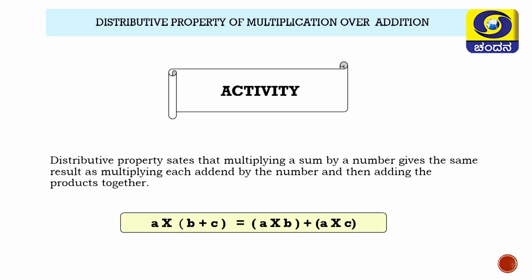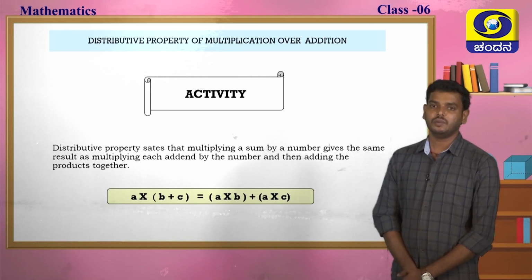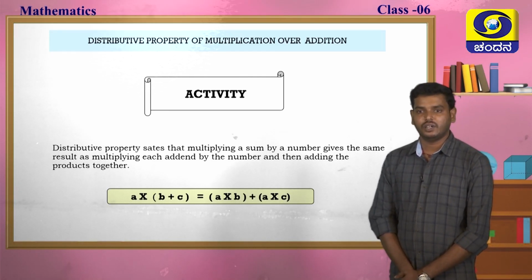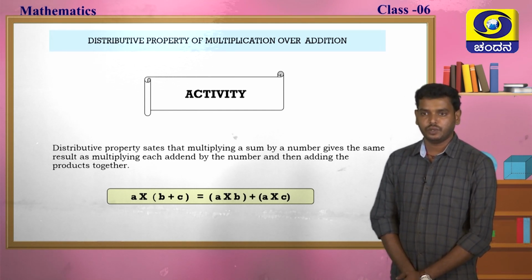That says the condition A into B plus C is equal to A into B plus A into C. This is about distributive property. I hope you have understood, children. See, we have discussed closure property, commutative property, associative property and also distributive property in detail.